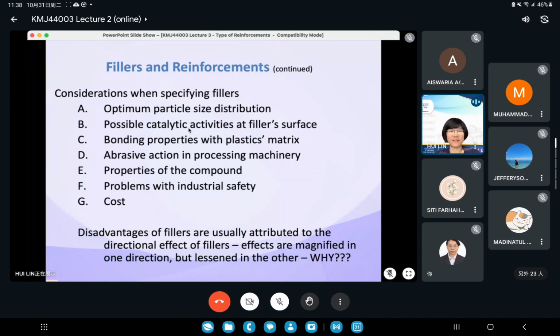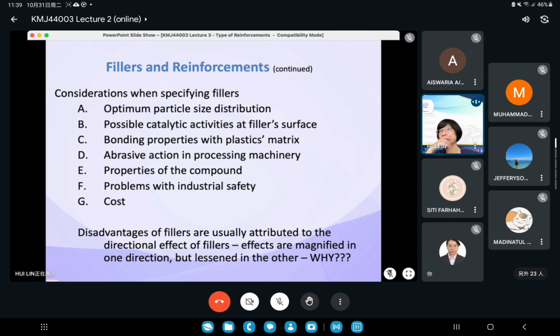Considerations when specifying fillers. In the industry, we usually have to consider a lot of factors that influence the selection of the fillers and also the selection of the reinforcement. Of course, in the industry, we talk about money. This is number one. Only then it comes to the properties. What would we like to focus on?